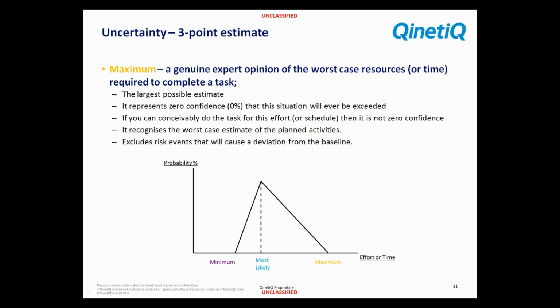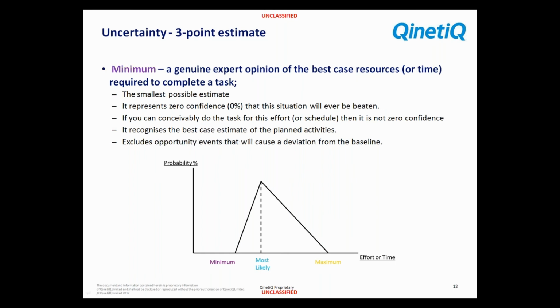So it recognizes this as the worst case plan. And again, it excludes deviations here. We're only considering the possible outcomes of our baseline plan. So we're not considering any risks, any deviations from our plan. This is the maximum, genuinely the maximum time or resources we require to complete this task.